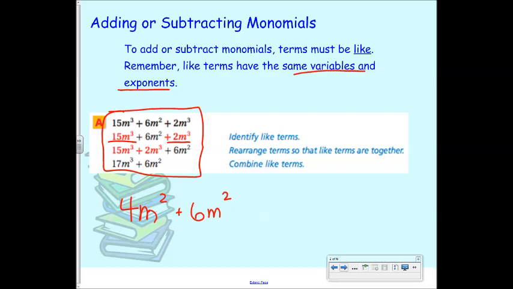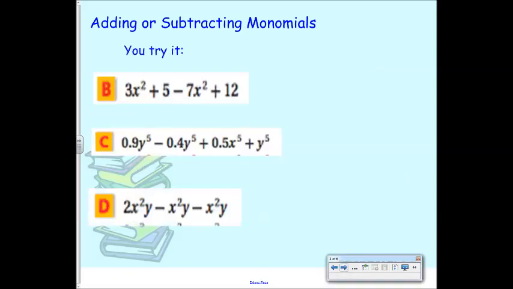All right, why can't I add that with this? The exponents are different. So they have the same variable but different exponents, so you cannot add them. So this right here we would say is fully simplified. So you can't do anything else. That's as simple as it gets. All right, so how would we do B, C, and D? I want 3 people to come up and try it. 3 people to come up and try B, C, and D.